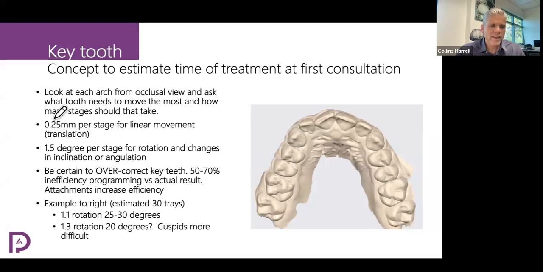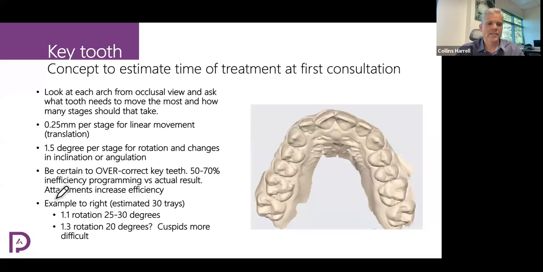We are moving teeth at a rate of 1/4 millimeter per stage for linear movements, at about 1.5 degrees of rotation per aligner change. And the same thing in changes of angulation. So moving the root torque, root angulation are moving at about that rate.